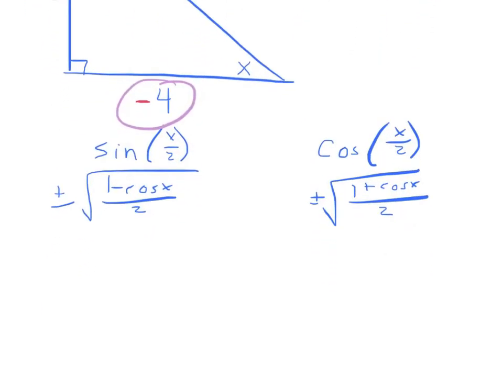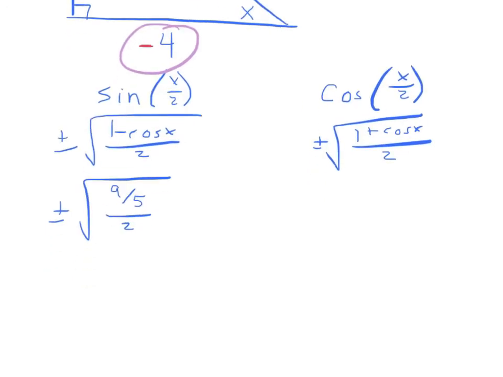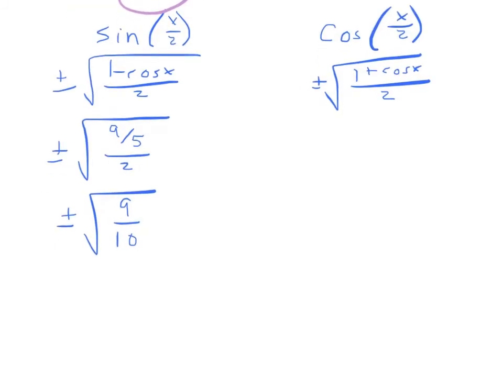So taking that value, I can plug it into these things down here. So this will be plus or minus the square root of 1 minus negative 4/5, which is 9/5, all over 2. Let's see here, that ends up being plus or minus the square root of 9/10. And we might as well finish this one out while we're here. So is this going to be positive or negative? Well, the same thing we saw in the previous one.